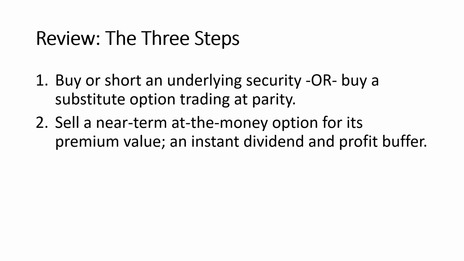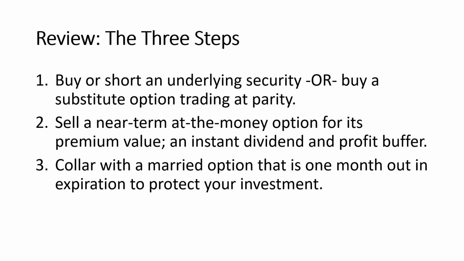Step 2, I'm going to sell a near-term at the money option for its premium value. I'm going to collect an instant dividend and a profit buffer. Step 3, I'm going to collar the whole thing with a married option that is 1 month out in expiration. That's going to protect the whole investment. I'm collaring at a time of peace, not a time of war.